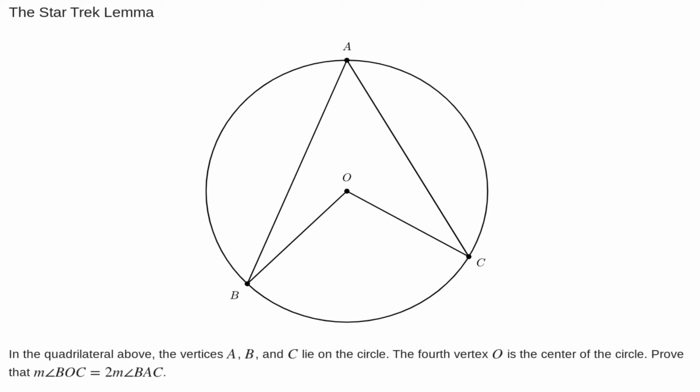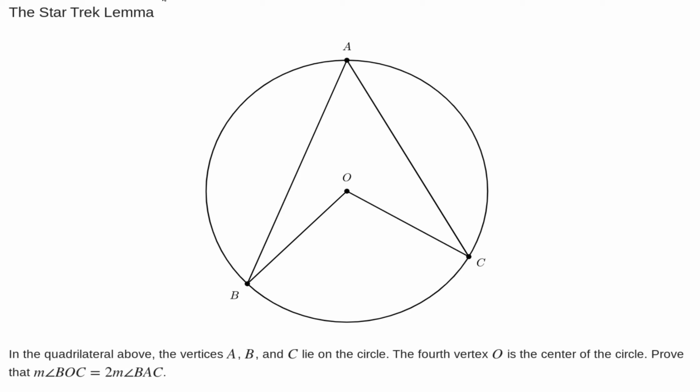In this example, I'd like to talk about a very special property of some special quadrilaterals. This is known as the Star Trek Lemma. So this is a quadrilateral for which three vertices lie on a circle. This is always possible. But the fourth vertex is at the center of the circle. So that's not always possible, to make sure that three vertices are on the circle and then the fourth is at the center. So this is a very special kind of quadrilateral that has this property.